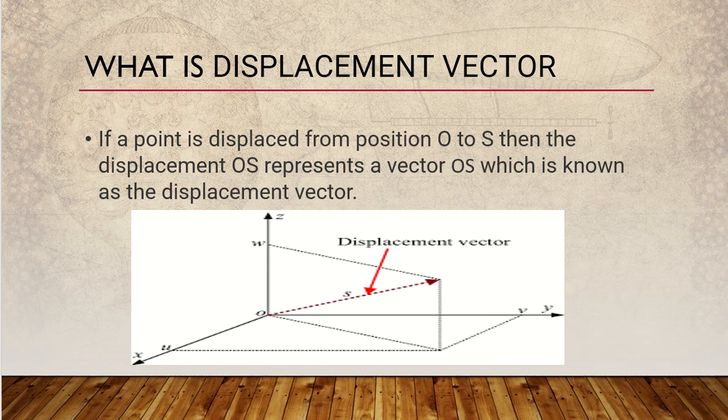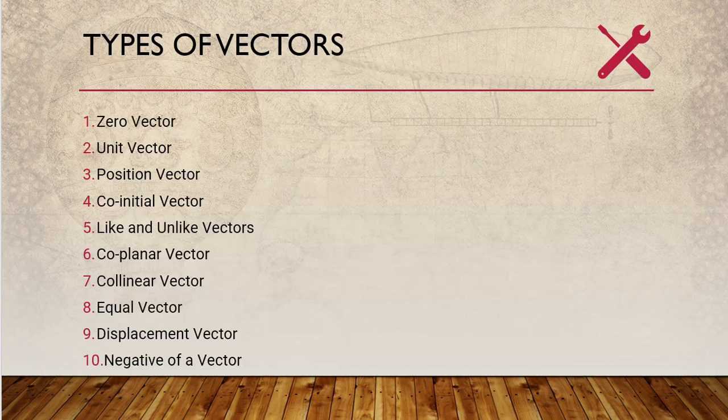So these are the 10 categories in the vector classification. Those are zero vector, unit vector, position vector, co-initial vector, like and unlike vectors, coplanar vectors, collinear vectors, equal vectors, displacement vector, and lastly negative of a vector.